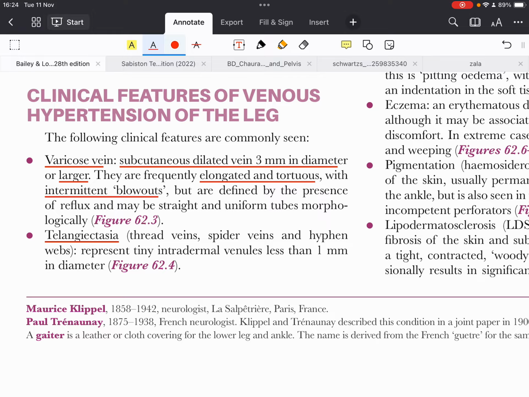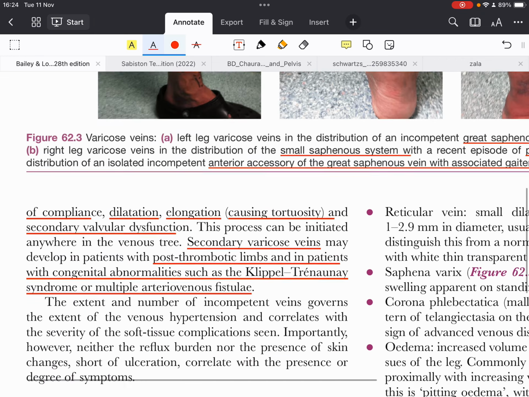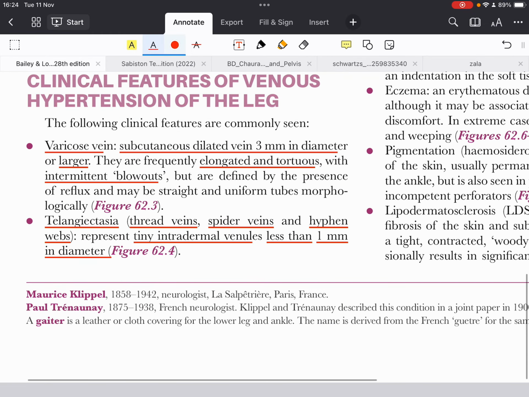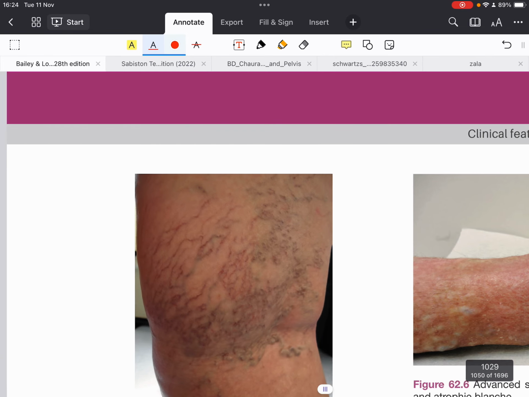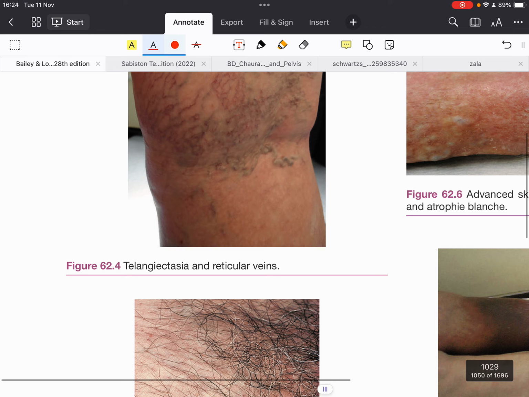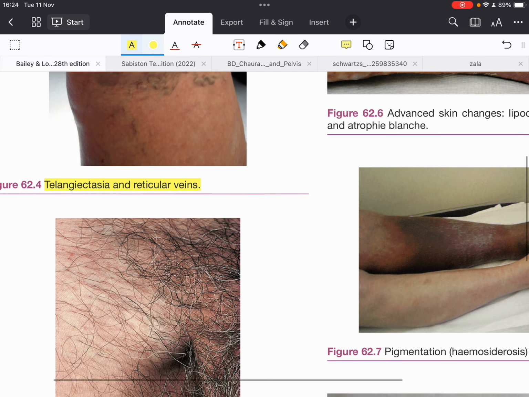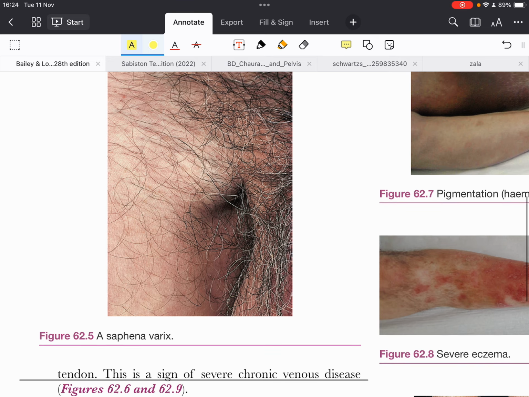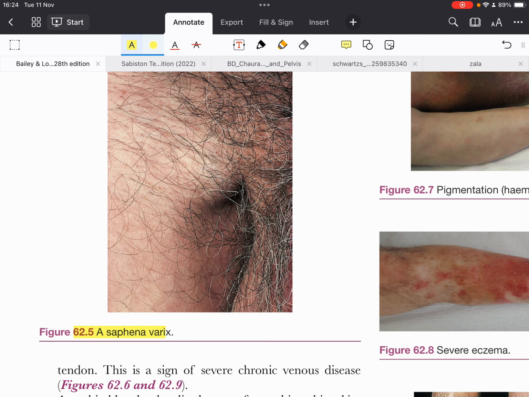What is telangiectasia? Telangiectasia, thread veins, spider veins, and hyphen webs represent tiny intradermal venules less than 1 mm in diameter. This is telangiectasia and reticular veins. This is saphena varix.